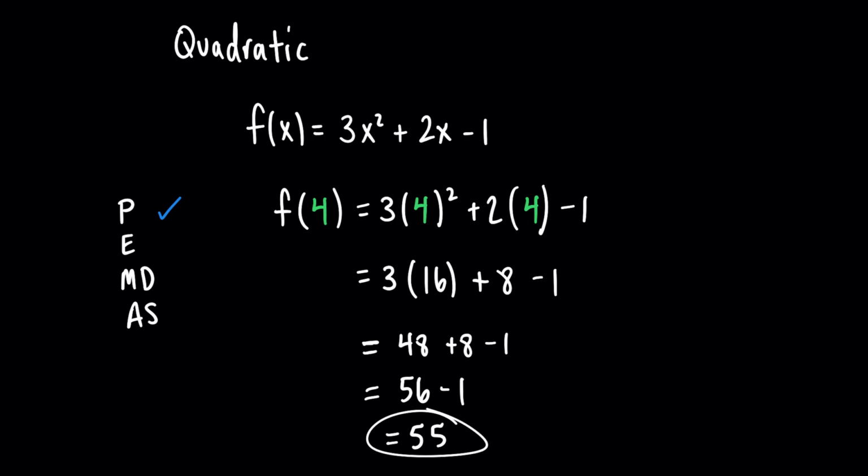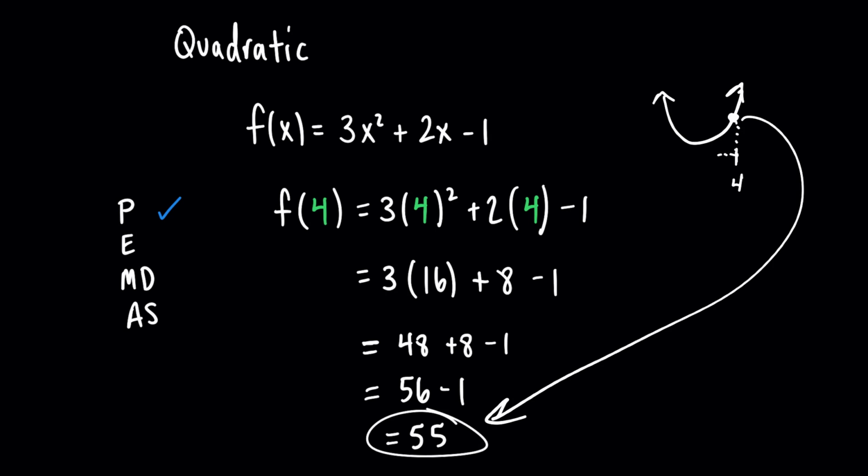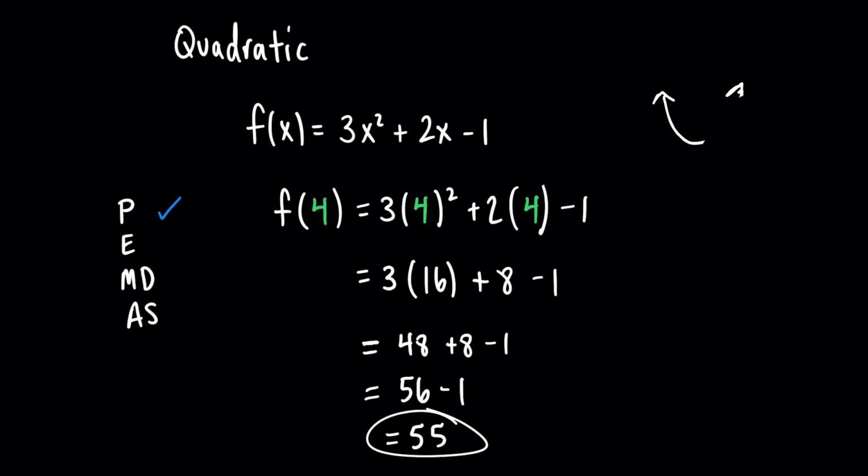So if you happened to graph this function, it would look probably something like this. It would look like a parabola. They look like U's. And if you went over to 4 on the x-axis, I'm just making something up, but let's say 4 was like right here, and you went up, what would happen is that this point right here would have a y value of 55. Okay, so just want to keep talking about the multiple representations we have for functions. All right, so that's a quadratic. There's one more I want to talk about, and that is piecewise.